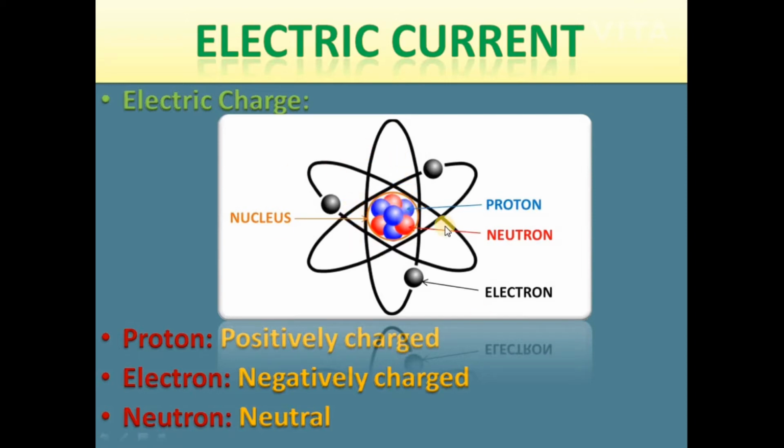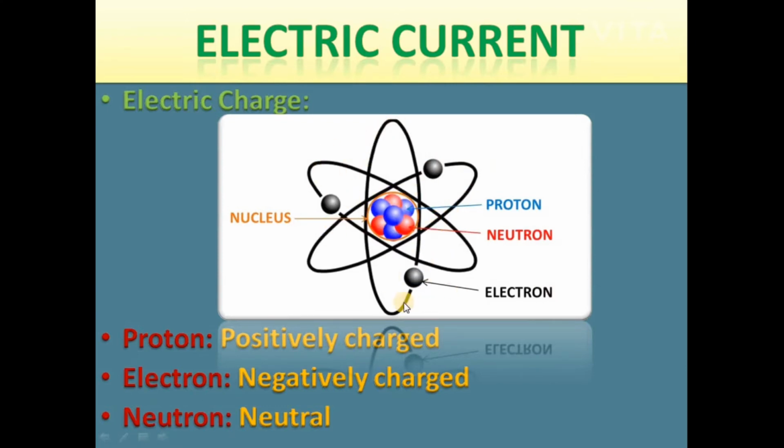Inside the nucleus, protons and neutrons are bound together, and around the nucleus, electrons are revolving. Look here, this is the revolving.